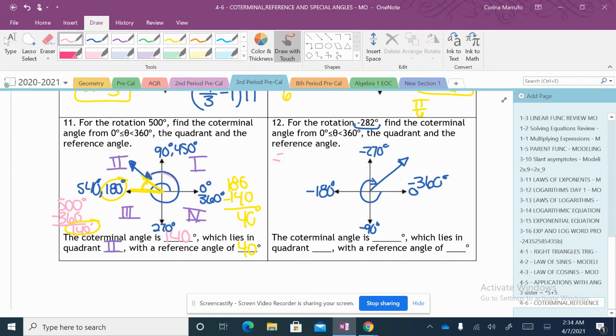So we're going to take the negative 282 and we're going to add 360 to get it to a positive coterminal angle. So negative 282 plus 360 gives me 78 degrees, which would be this angle right here. Now because we landed in the first quadrant, 1, 2, 3, and 4, we do not need to solve for the reference angle. It is its own reference angle. It's the distance from here to here, which is just 78.